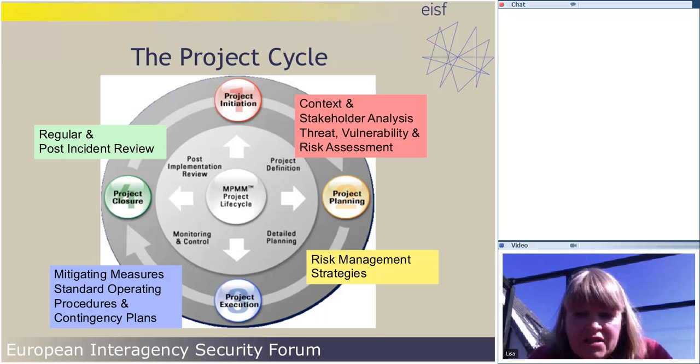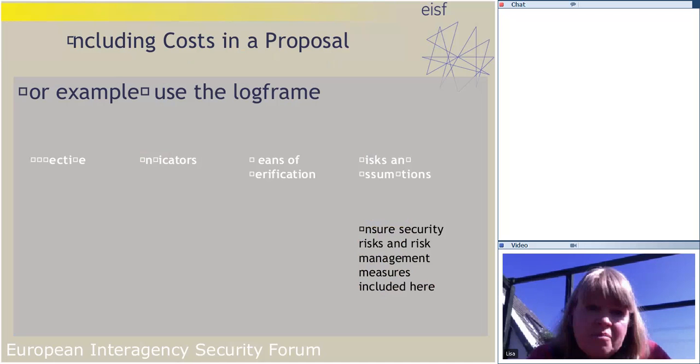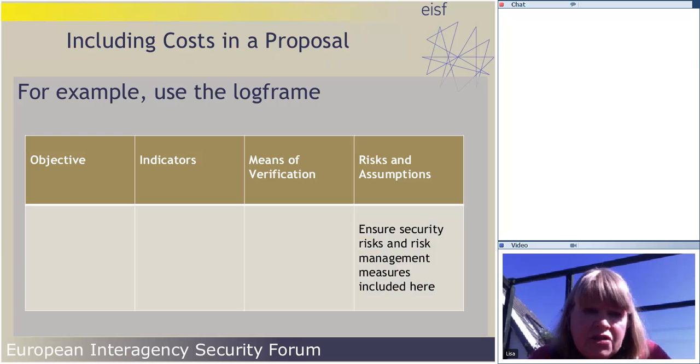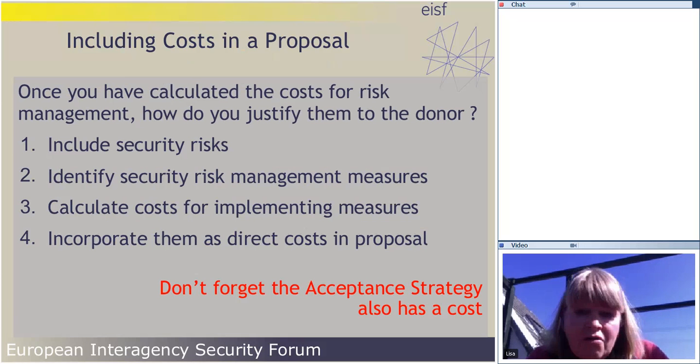Once you have the risk and mitigation measures included in the description within the proposal, you can include the cost in the project cost. One example of this is using the log frame, which most proposals these days still include, and you actually have this column which talks about risks and assumptions. And you need to make sure that the security risks are also included in the log frame.